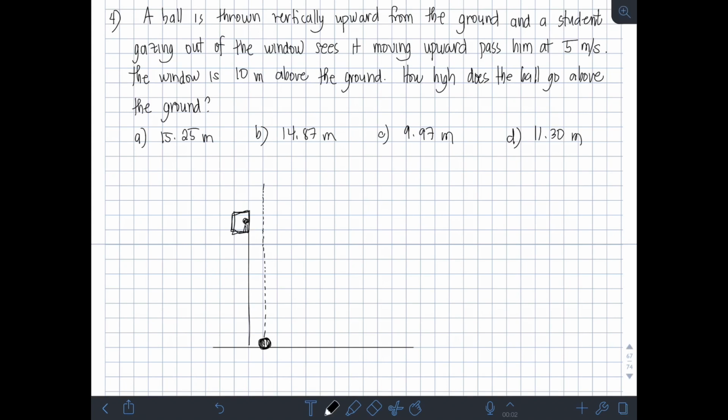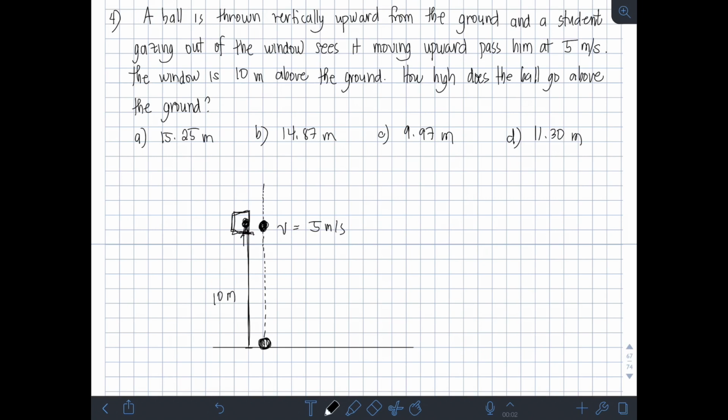at this point, sabi with velocity raw, so velocity equal to 5 meter per second. Okay? Tapos, yung window daw is 10 meters above the ground. So, ibig sabihin, kung ito yung mata ng ating observer, yung distance na to will be 10 meters above the ground. Okay? Ngayon, how high does the ball go above the ground?